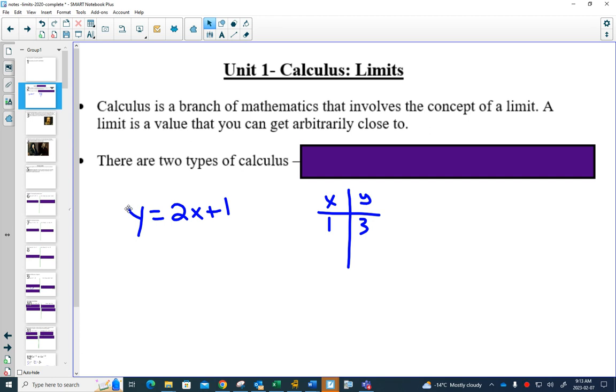Would I ever get to the wall? Would I ever pass the wall? No. But we would say that the limit, as I do this to infinity, would be getting to the wall.